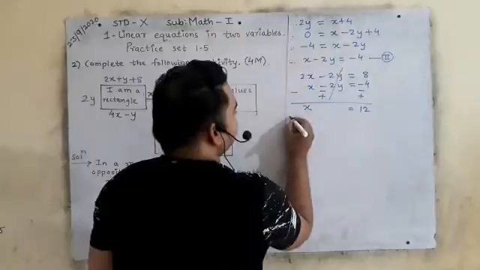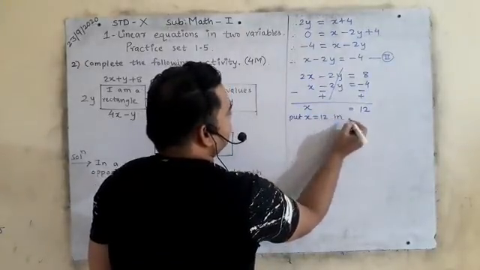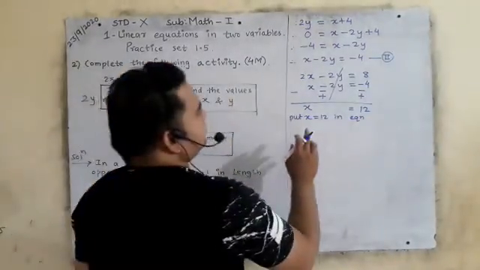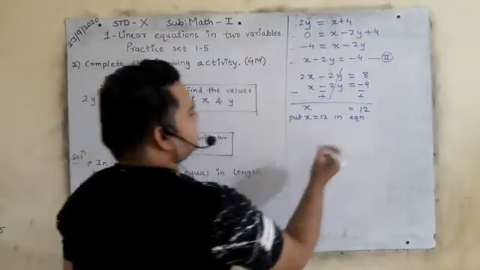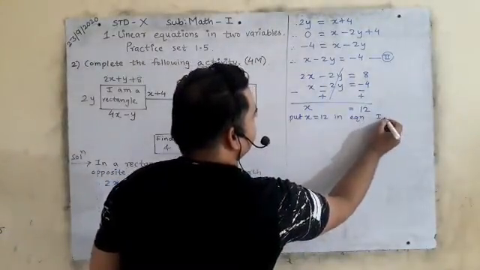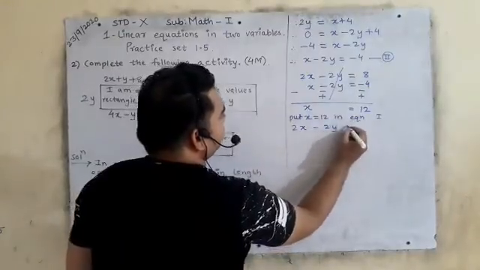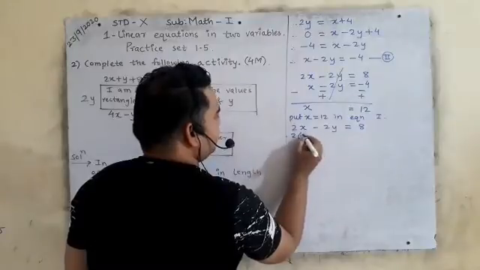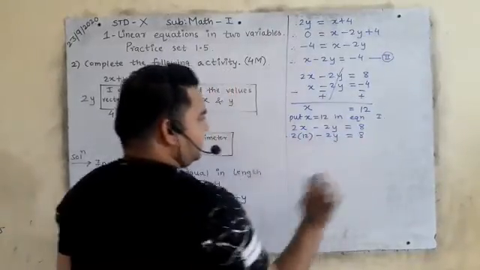Now put x equal to 12 in an equation. Which equation is easy? Any equation you can put. Here, in the first equation. So what is the first equation? 2x minus 2y is equal to 8. Now for x, you got the value 12, right? Other will be as it is.